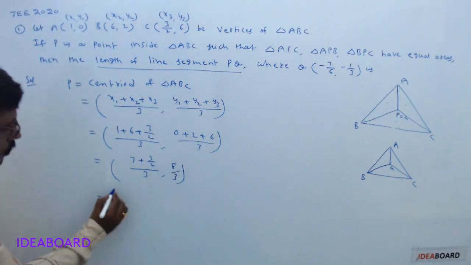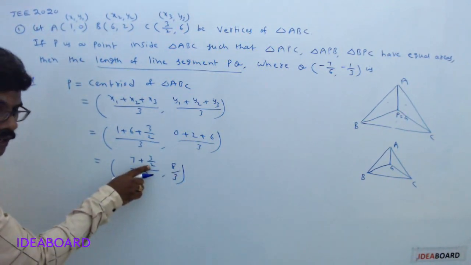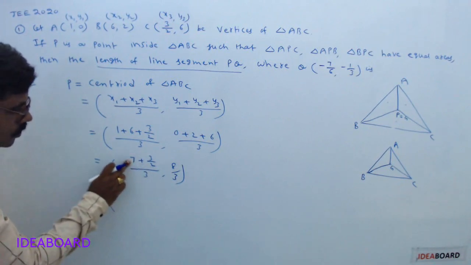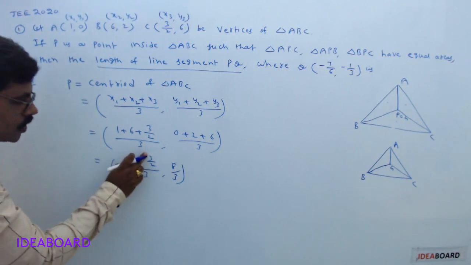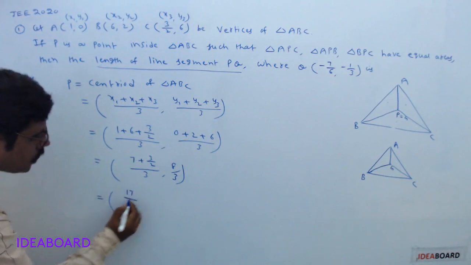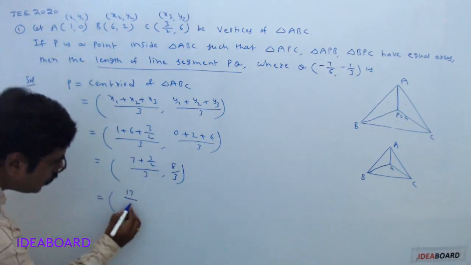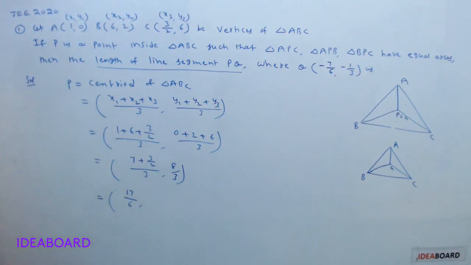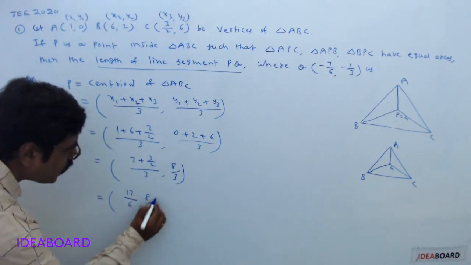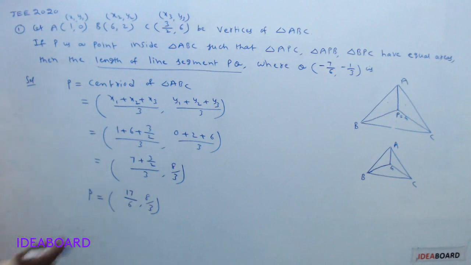Now this equals, with LCM in the numerator 2: 2 into 7 is 14, 14 plus 3 is 17, and this 2 will be transferred to the denominator. 2 into 3 is 6. So 17/6, 8/3. Now this is the coordinates of the point P.